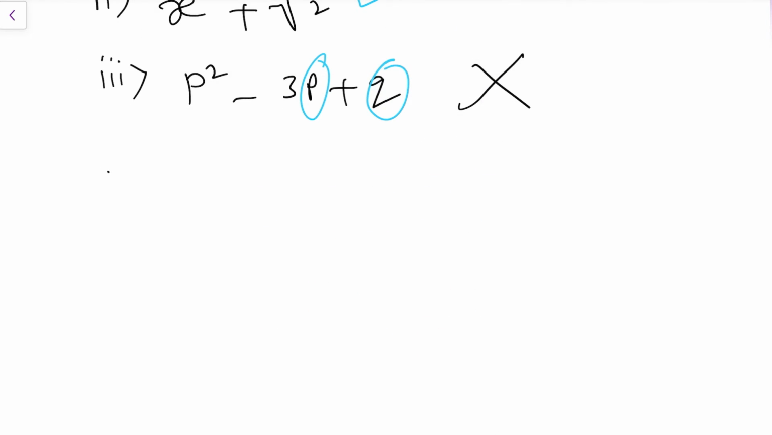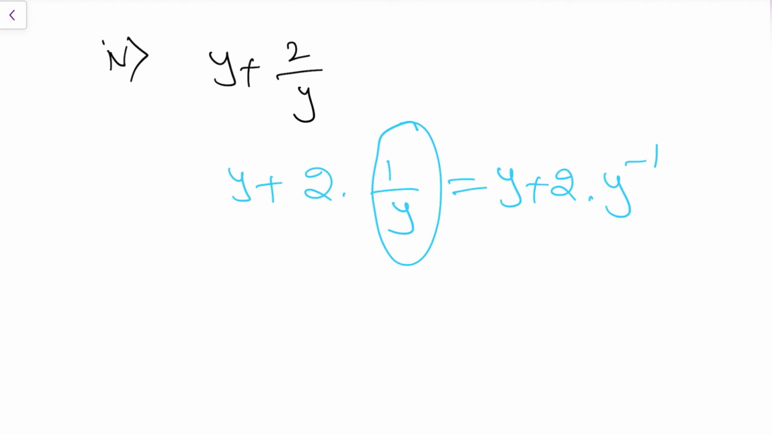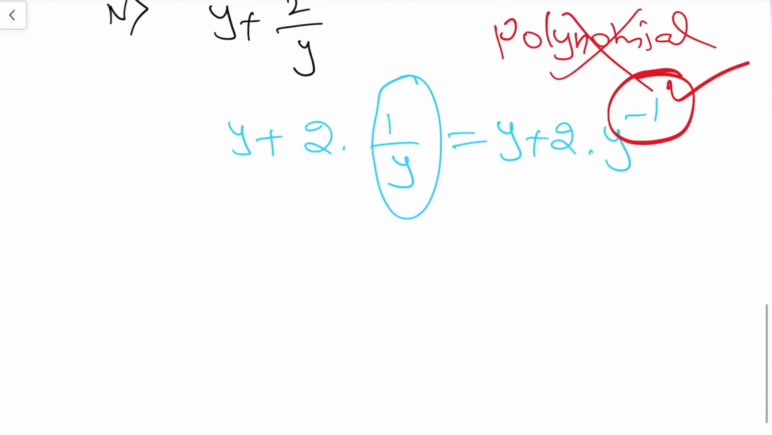Next question number 4. Y plus 2 by y. Y as it is, plus 2 by y can be written as 2 into 1 by y. That is y plus 2 into 1 by y, which is nothing but y power minus 1. Here power is negative. If the power of a variable is a whole number, then only it is a polynomial. Whereas in this case the power is negative, so it is not a polynomial at all. If it is not a polynomial, then no need to say whether it is in one variable or two variables also.